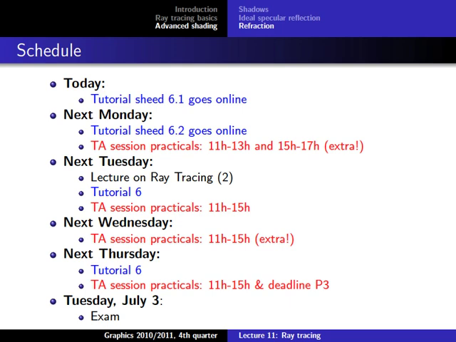The next tutorial session with the TA is of course on Tuesday, and there is also a tutorial on Thursday, which will then be the last tutorial. So you can also come to the tutorial and ask questions about all the other stuff there.